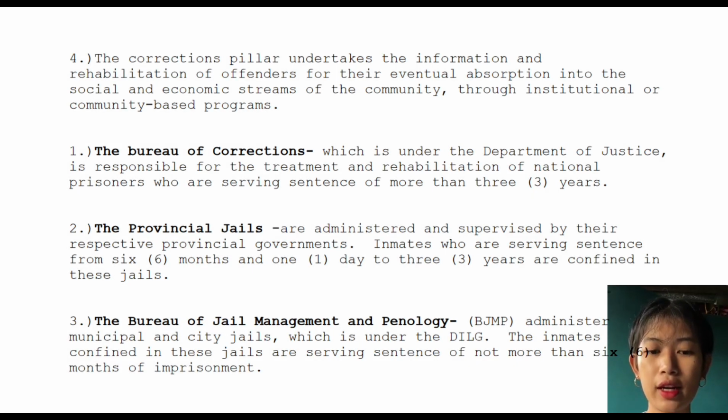The fourth pillar, the correctional institution. The term correctional institution means any prison, jail, reformatory, work farm, detention center, or halfway house, or any other similar institution designed for the confinement or rehabilitation of criminal offenders.